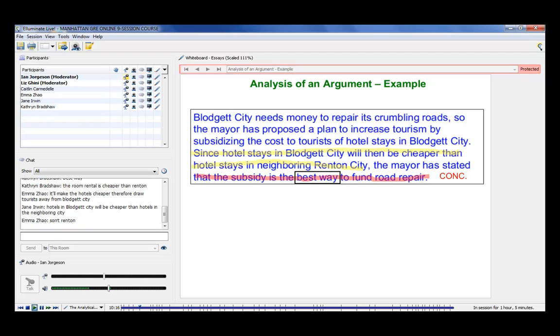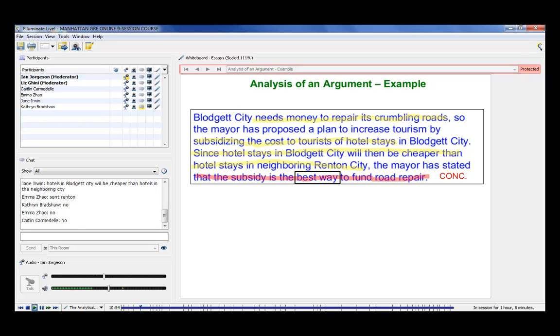Okay, so we've got this information comparing the price of hotel stays, we've got this information about needing money to repair crumbling roads, and we've got this idea about subsidizing the cost to tourists of hotel stays. What do you think? Would you vote for this mayor? Does this sound like a good plan? It's pretty bad, isn't it?